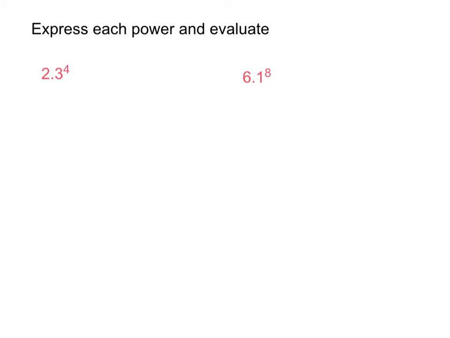So again, it says express each power and evaluate. So here I have something with a decimal, something a little bit different, something you haven't seen yet. So again, the same way we did it before. So I take 2.3 multiplied by itself. How many times? I look here, it's 4 times. So 2.3 times 2.3, and I'm going to write it in 4 times.